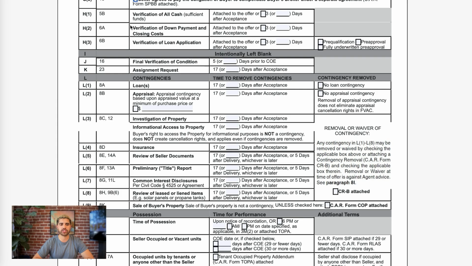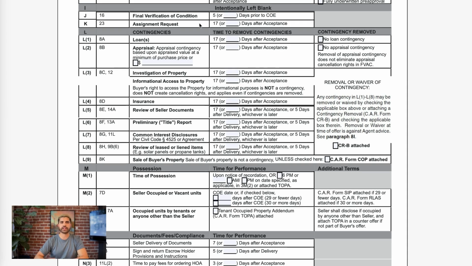Next is the verification of all cash funds, verification of down payment, or a verification of loan application. So we would check the appropriate box for this. Basically, it says that the verification of all cash or proof of funds is attached with the offer, or your proof of down payment. And then we would include your pre approval letter with the offer as well to show that you've gone through the appropriate steps to pre qualify for purchase at this size.